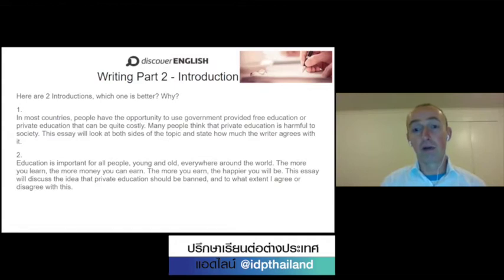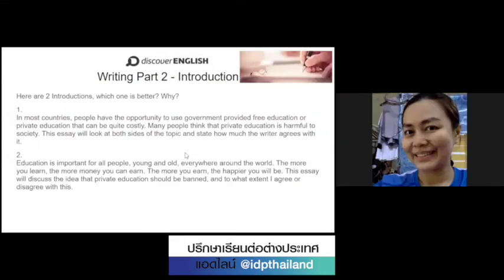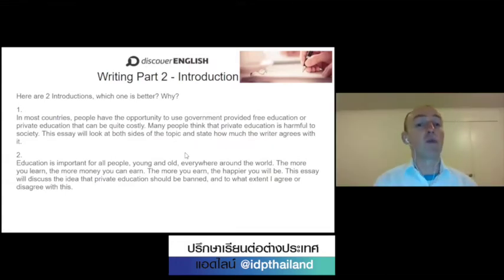Whereas with number 1, you've got, in most countries, people have the opportunity to use government-provided free education or private education that can be quite costly. This is introducing straight away the idea of private and public education. And then it moves into the second sentence, just as I suggested, the idea that private education can be harmful or damaging. And then the last sentence is the thesis statement. The essay will look at both sides of the topic and state how much the writer agrees. That last sentence is the thesis statement.